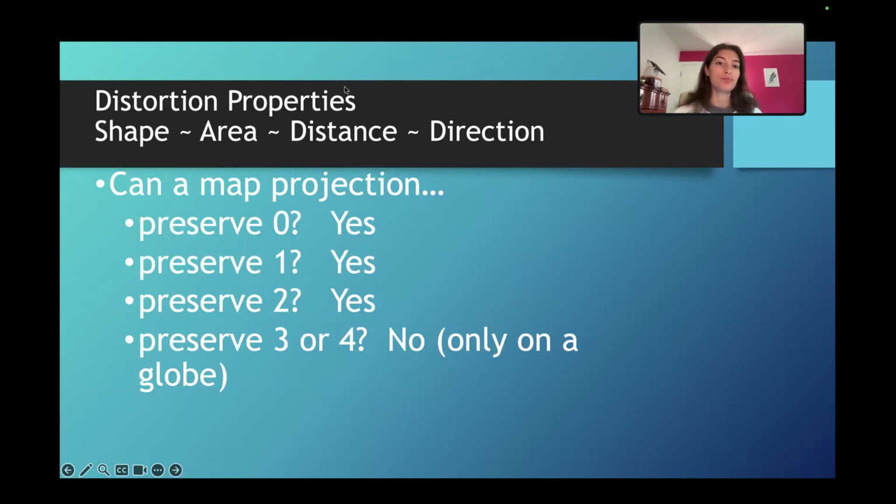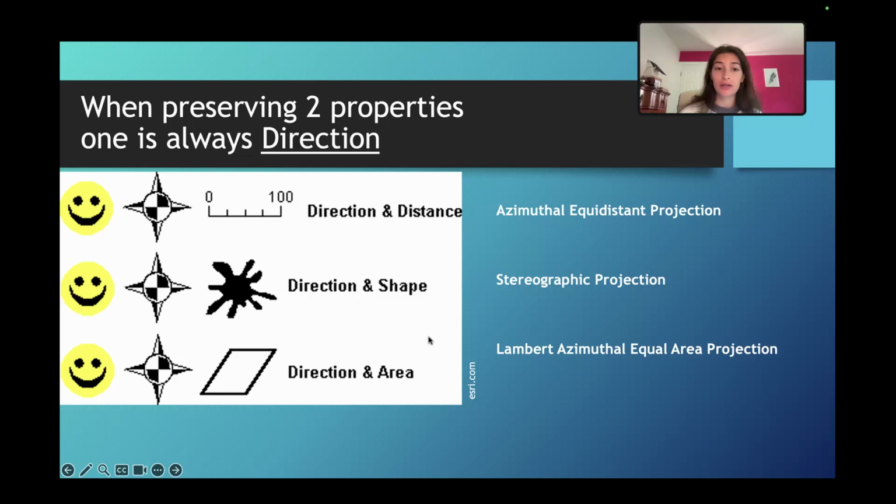So, distortion properties for shape, area, distance, and direction, right? These are the four categories that we can really see some distortion in. Can a map projection preserve none of them? Most definitely. Can it preserve one or two of them? Absolutely. But can it preserve three or four of them? No. Only on a 3D object can you preserve 3 to 4 of these properties. Or can you, I guess, more so counter these 3 or 4 distortions?